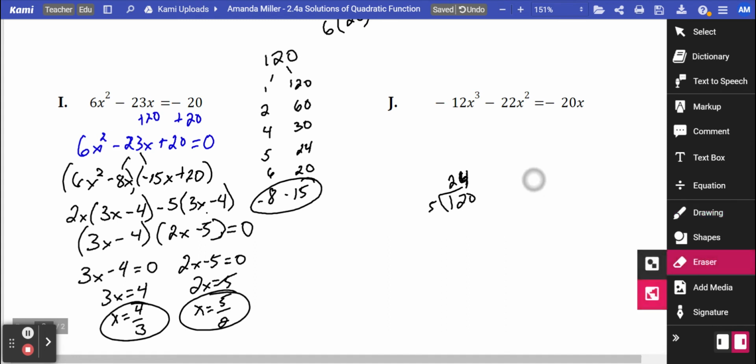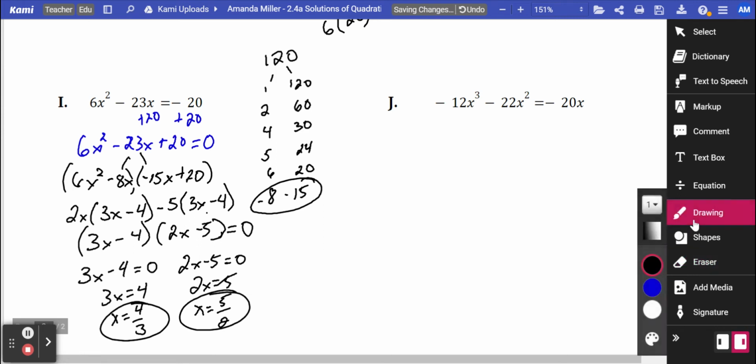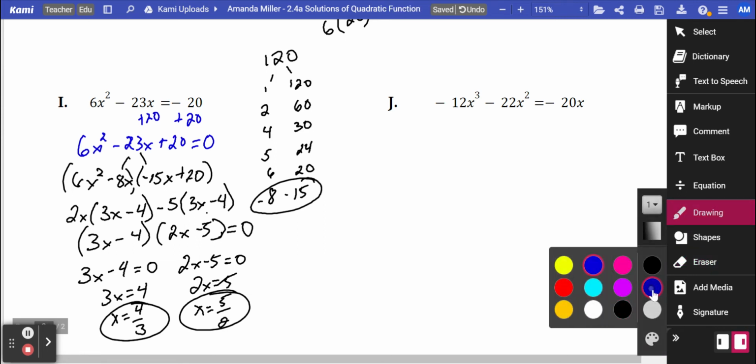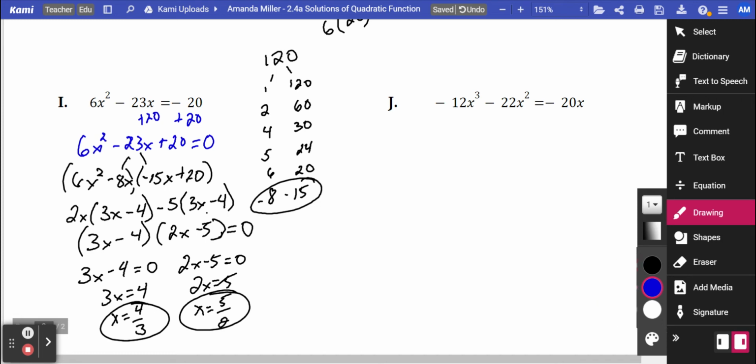I want to go ahead and start example J with you. Example J is not solved for 0, so how could I do that? Well, I would add 20x to both sides. Then I'm going to have negative 12x cubed minus 22x squared plus 20x equals 0.